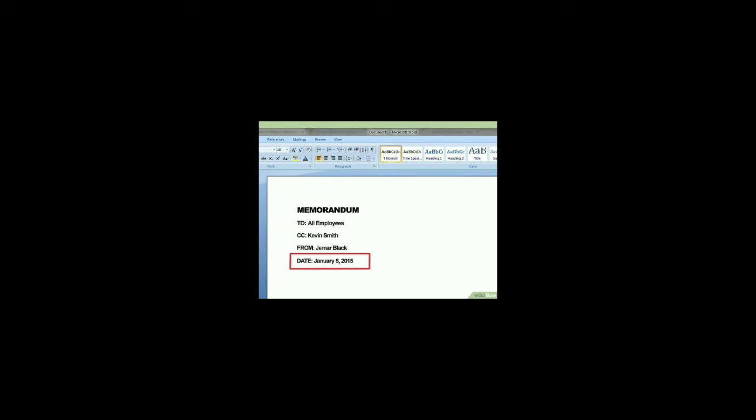Fifth, enter the date. Write the date of the complete memo in the format date, month, year. For example, 9 December 2015.